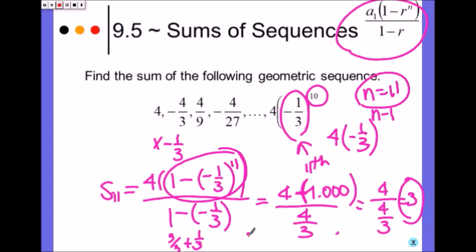That's because you start from 4 and you're adding 4/3, and then you add 4/9, and as you keep adding these, it becomes a very small number. You see, negative 1/3 to the 10th is almost 0. So later you're not adding anything. It's just the first few terms. But when you plug into the formula, you get 3 for the sum.